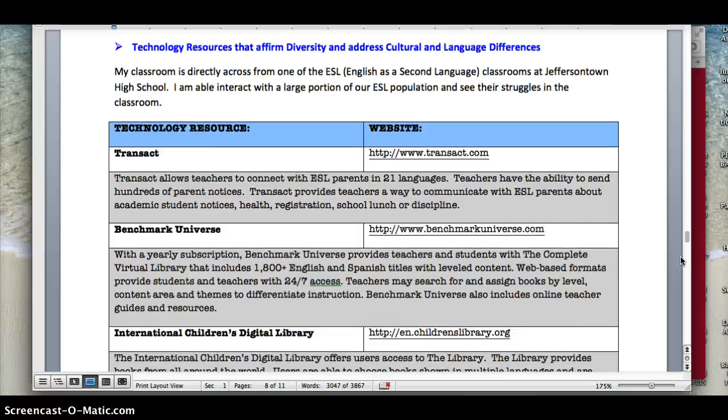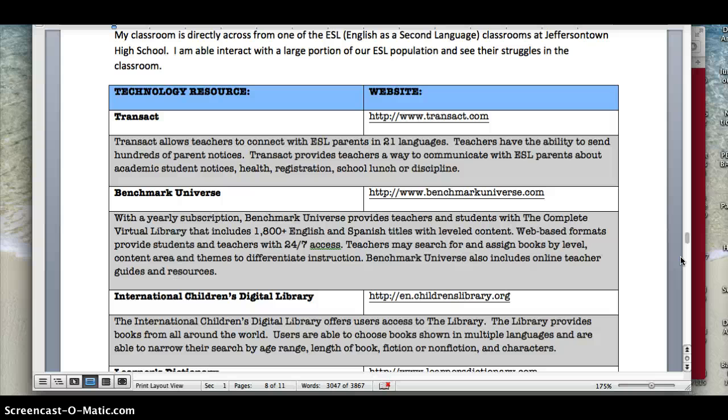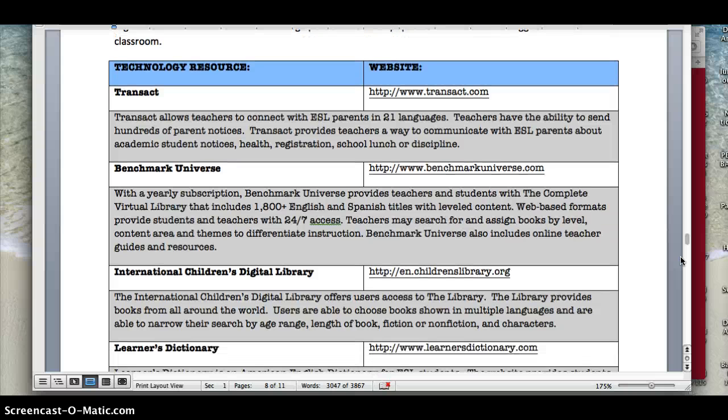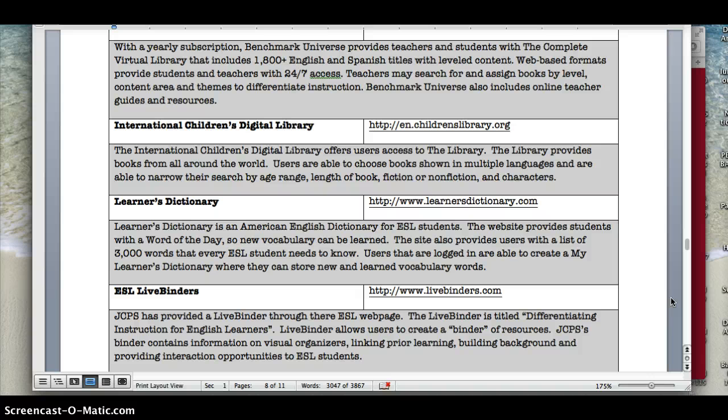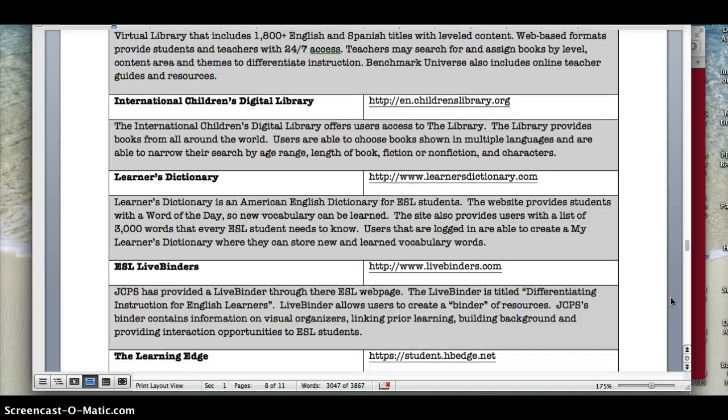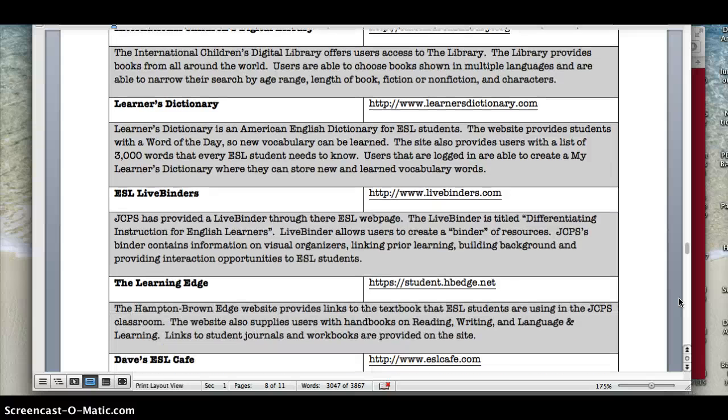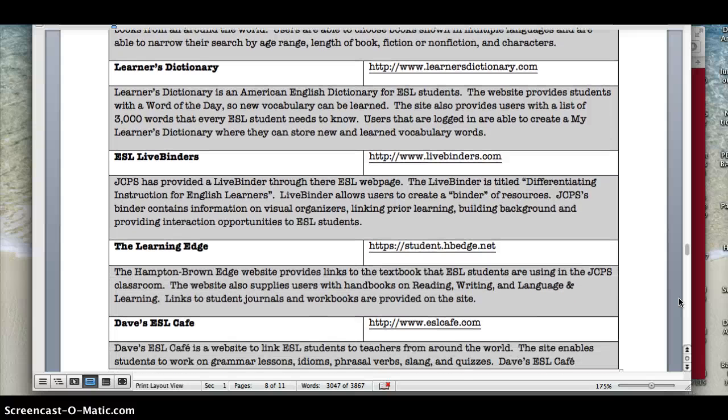And then ESL resources that our ESL program uses. One that I found quite interesting was this International Children's Digital Library. It has books from all over the world, and you're able to show them in multiple languages and are able to kind of create your own personal library with those books. So I thought that was a very neat program.